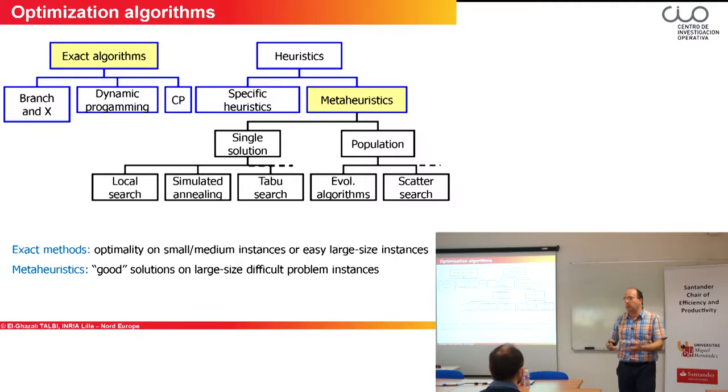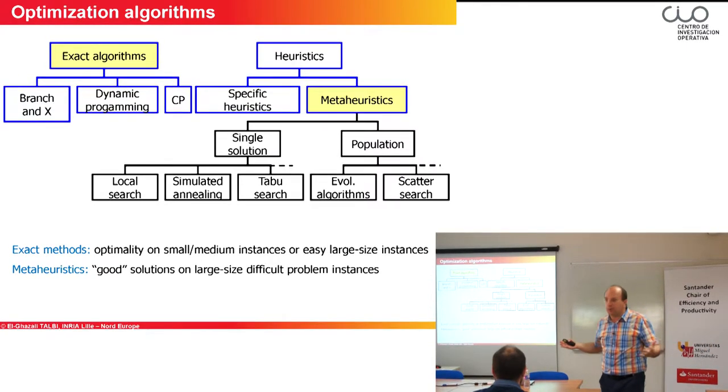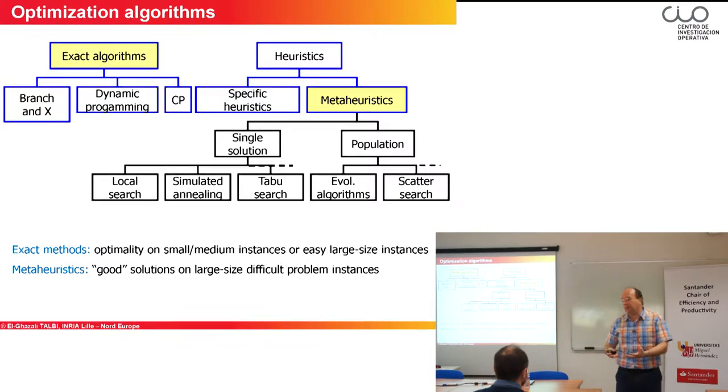Because most of the problems we are solving are NP-complete, are hard. So this is why we cannot use exact methods. Of course, we cannot guarantee the optimality, the global optimality, but we don't have the choice. We have to use approximation algorithms because of the complexity of the problems; we cannot solve them in an exact way.